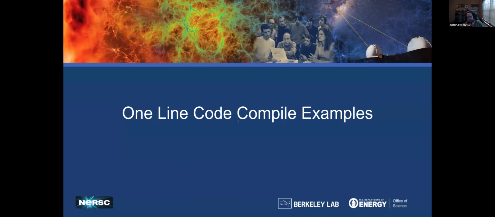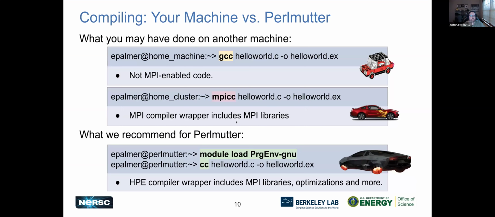So here are some one-line code compile examples so that you can get used to compiling at NERSC. In the past, on your own machine or on an MPI cluster, you might have used GCC or MPICC to compile your code with MPI or without MPI available. In this case, since this is a Cray system, we use something called the Cray compiler wrappers.